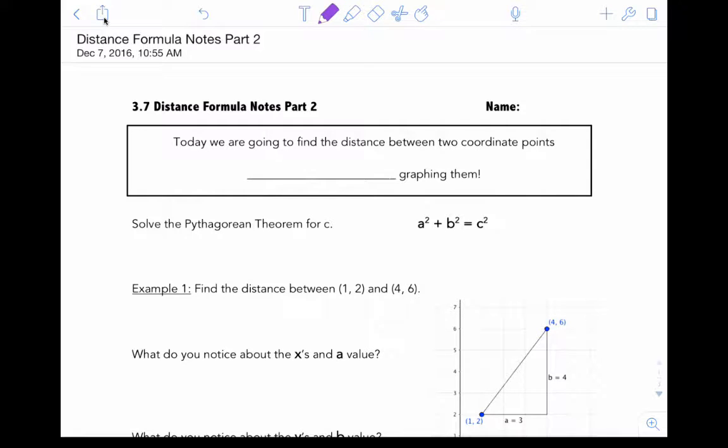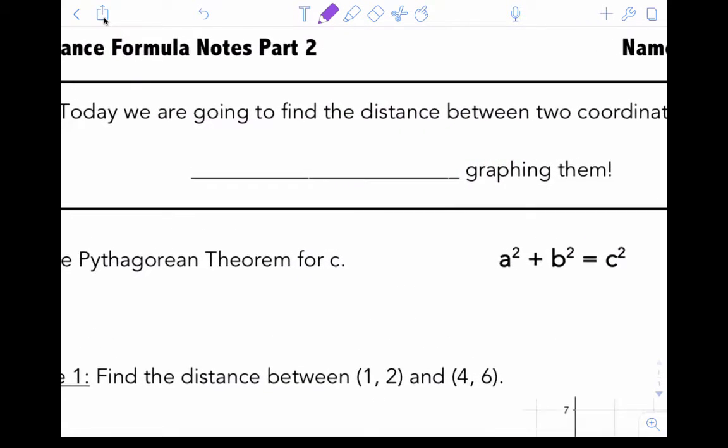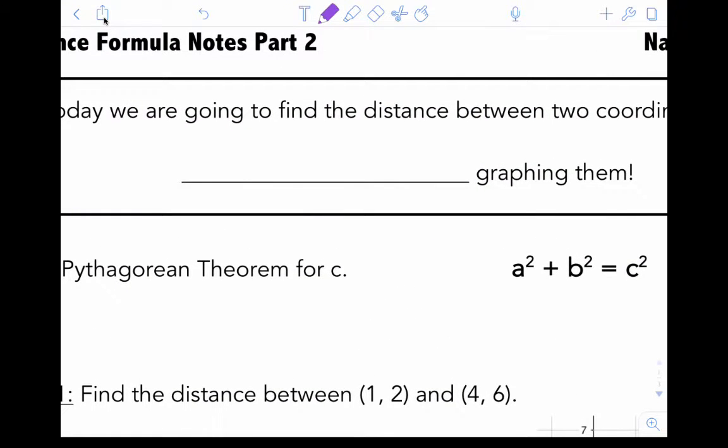So yesterday we took notes over part one of the distance formula, where we had two coordinate points and we graphed them to find the distance between them, and we used Pythagorean theorem to find that distance. Well, today is part two, and we're going to find the distance between the 2 points without graphing them this time. So that's the difference between part one and part two. In part one we graph, and in part two we don't.